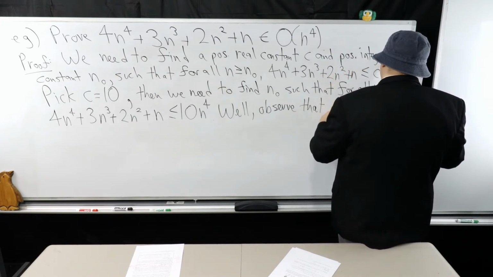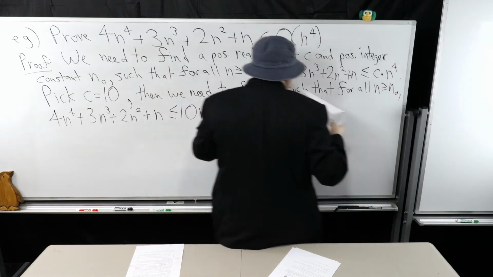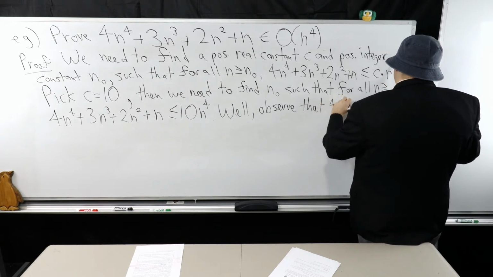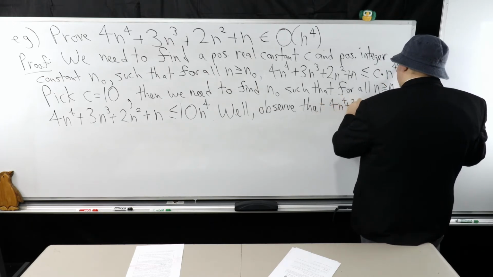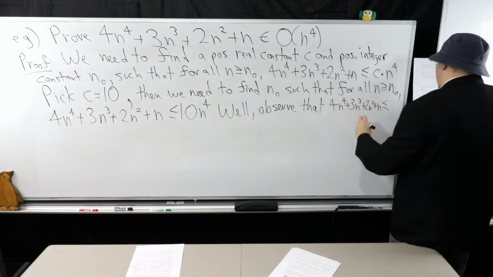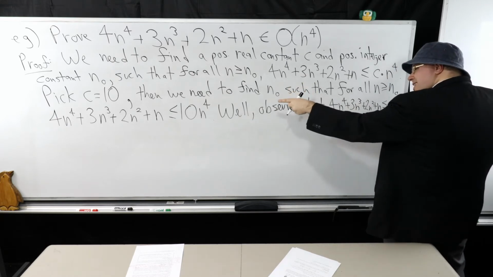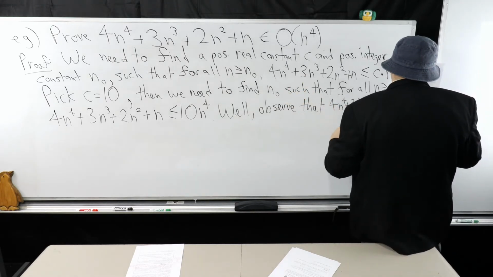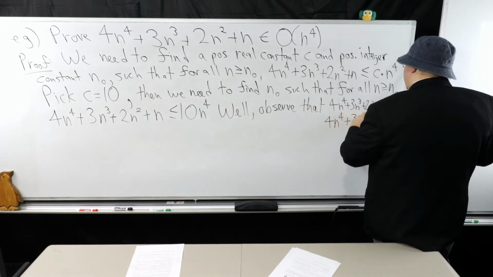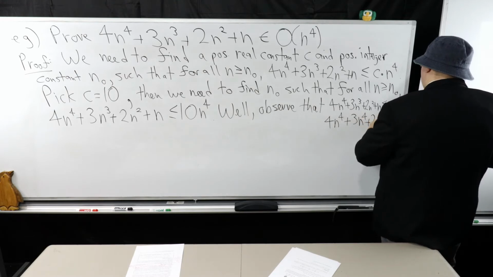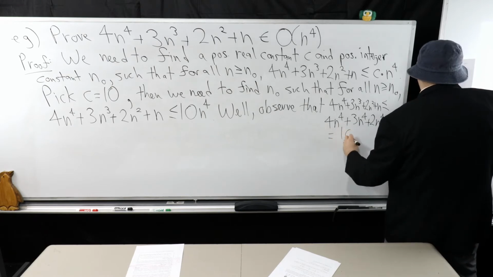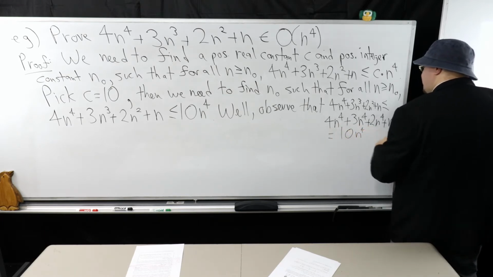Well, observe that. Actually, I'll try writing it here. Let's see how small I can write this. Observe that 4n to the 4 plus 3n cubed plus 2n squared plus n is less than or equal to, I'm going to rewrite that in terms of different terms that are powers of 4: 4n to the 4 plus 3n to the 4 plus 2n to the power of 4 plus n to the 4, which is equal to 10 times n to the power of 4.